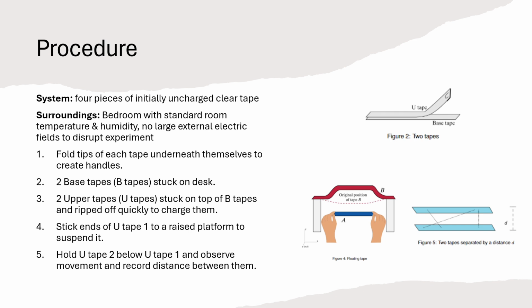First, I folded the tips of each tape underneath themselves to create handles. Then I stuck 2 base tapes on the desk, and then I stuck 2 upper tapes on top of the base tapes and ripped them off quickly to charge them. Then I stuck the ends of U-tape 1 to a raised platform to suspend it. In figure 4, U-tape 1 is U-tape B. Then I held U-tape 2 below U-tape 1. In figure 4, U-tape 2 is U-tape A. Then I observed the movement of U-tape B and recorded the distance between them.